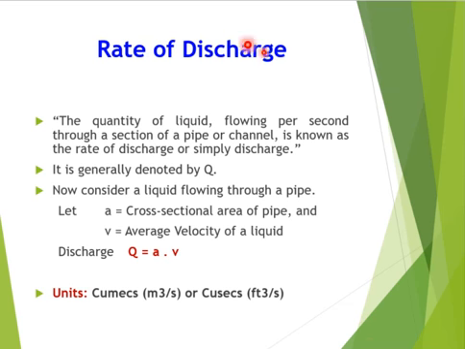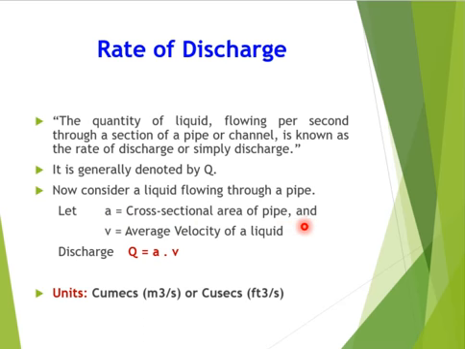Before moving towards the equation of continuity, first we have to describe rate of discharge. So what is rate of discharge, or simply discharge? The quantity of liquid flowing per second through a section of pipe or channel is known as rate of discharge, or simply discharge. In fluid mechanics, we denote discharge by capital Q.